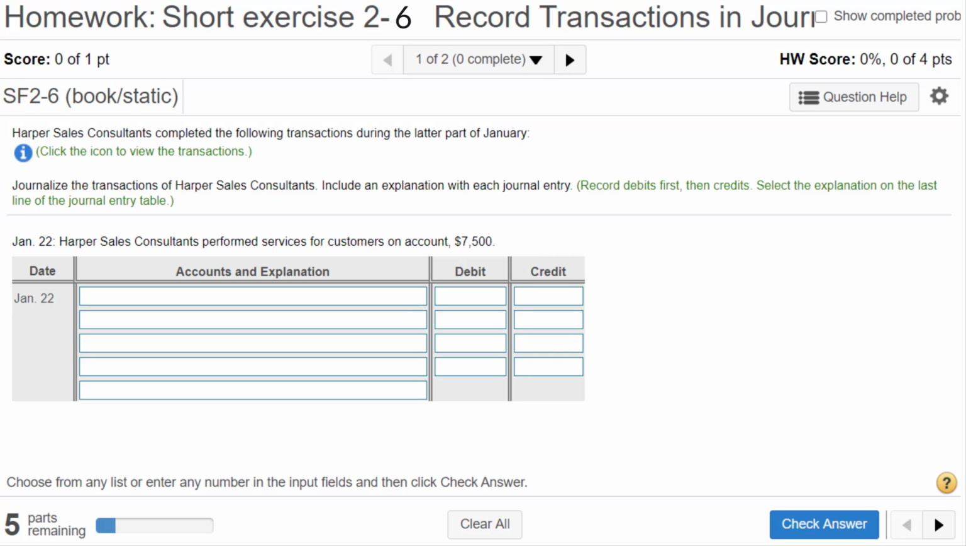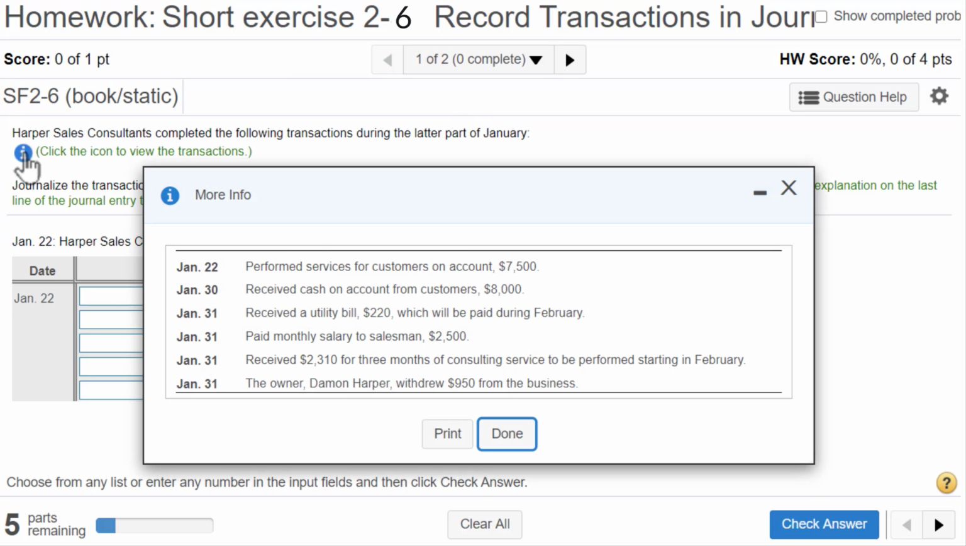Short exercise 2-6. We're going to record transactions in the journal. So Harper Sales Consultants completed the following transactions during the latter part of January. Latter just means towards the end. So we've got some transactions here, and if you ever wanted to print this out, you could, but there's probably no need to do it.